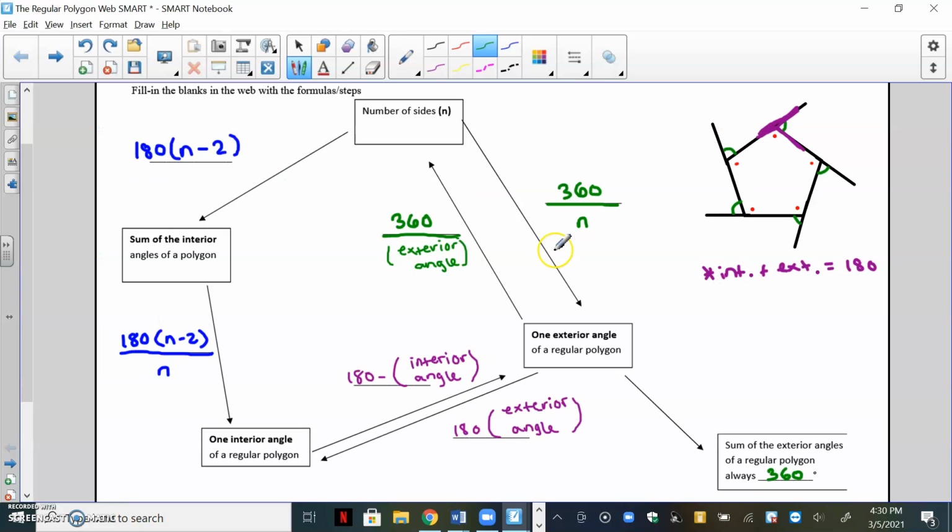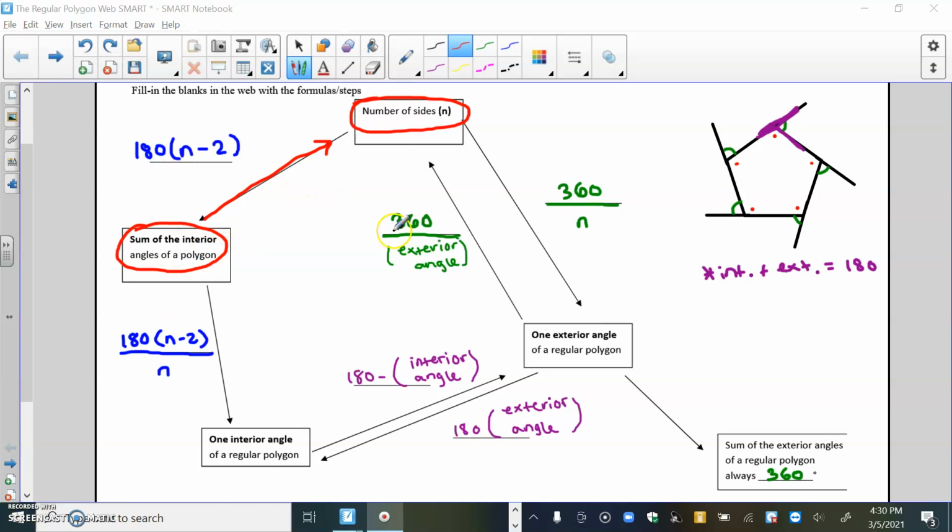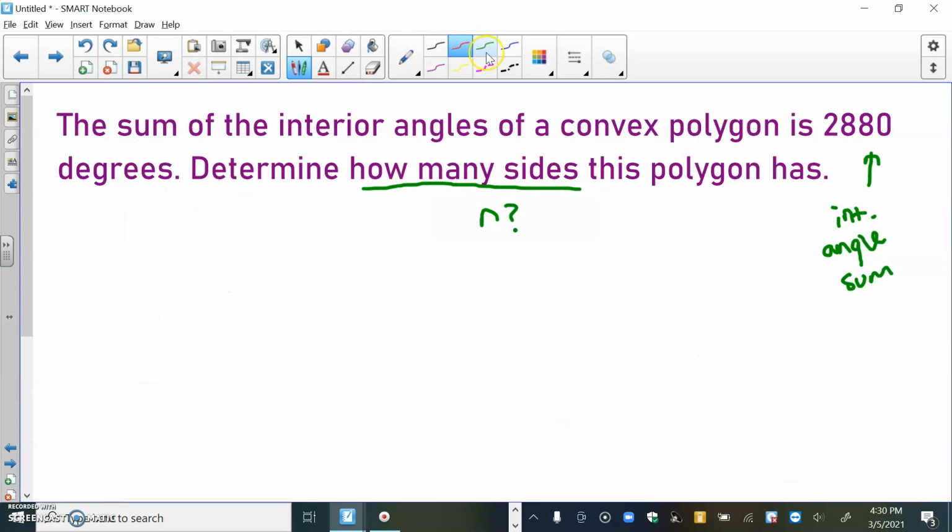So let's go to our web and take a look. We happen to have this box and we're looking for this box, which is funny because usually it's the other way around. We usually have the sides and we're looking for the sum. So instead, we kind of have to work backwards, and there's no good formula for that. However, we do know a couple of things. We know that if we were trying to go from sides to interior angles, this is the formula we would use. So let's take some notes here.